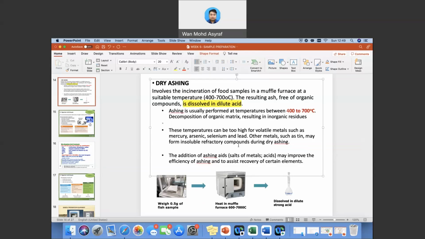As I mentioned before, for your sample for hydride generation, there are some elements that can form hydrides, which is, some elements can be volatile and can form hydrides.